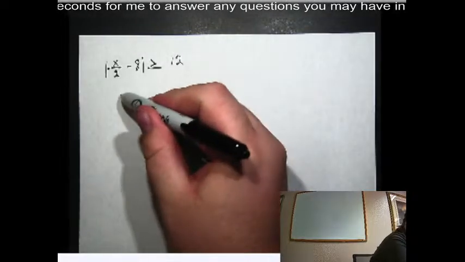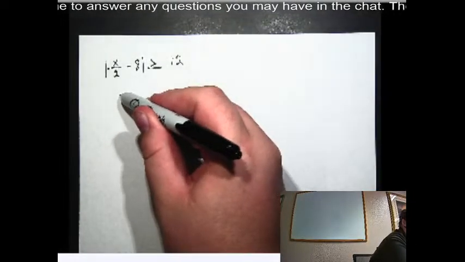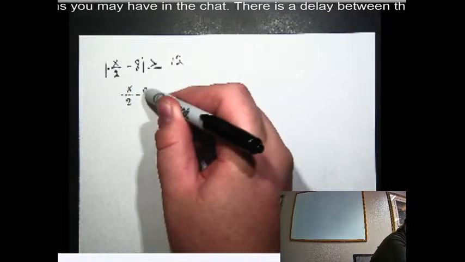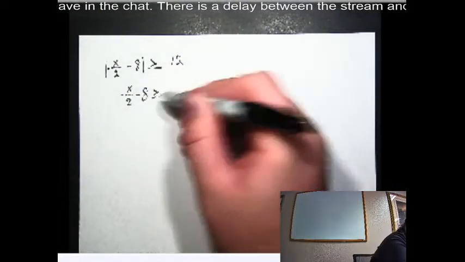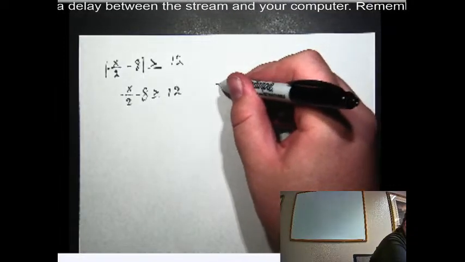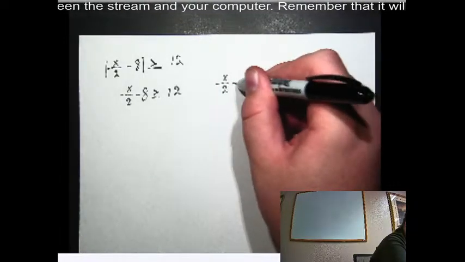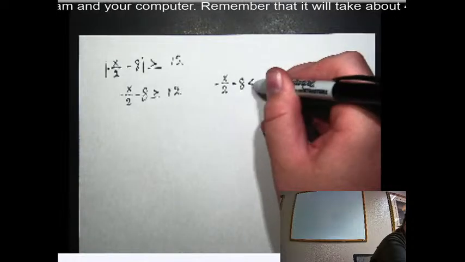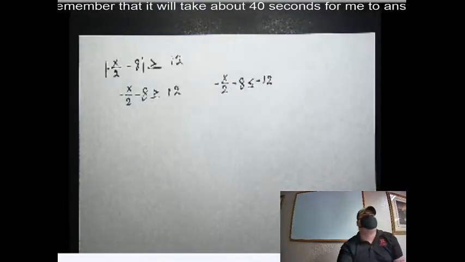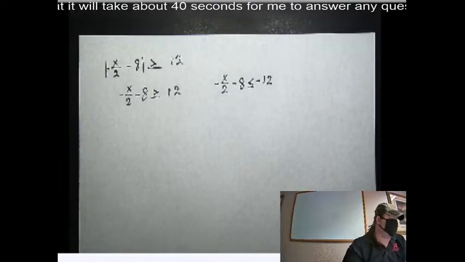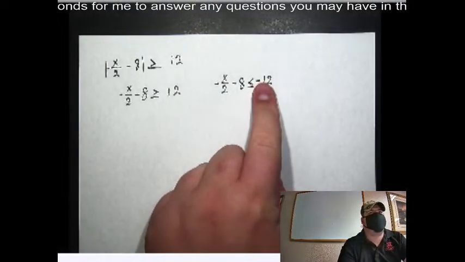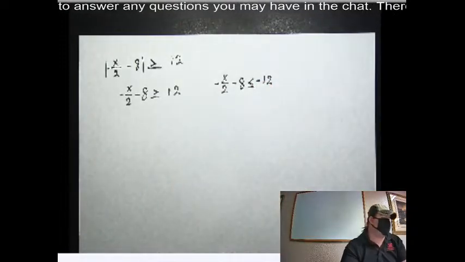So what's our first situation? Negative x over 2 minus 8. Good. And then what's our second one? Perfect. Good. So we flipped that inequality sign because we had a change in our weight. Good.